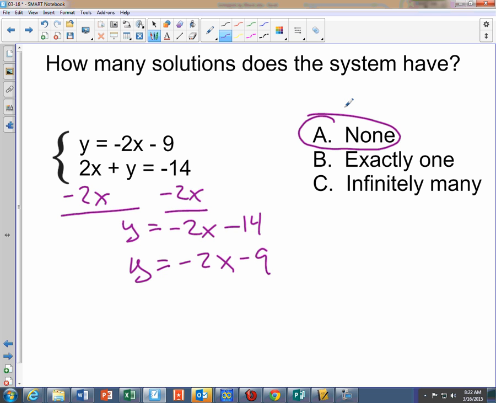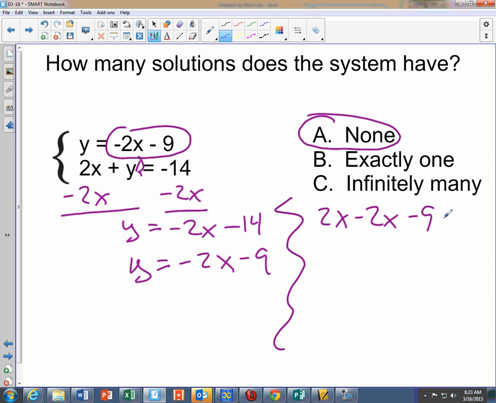How many of you did anyone substitute, like the second way? I got a couple people. Jordan, will you walk me through that step, please? Okay, so you took negative 2x minus 9 and put it in for y, and what did you get then? Oh, let's not skip a step. Let's write that whole equation out. So if we put that in, what does that equation become? 2x minus 2x minus 9 equals negative 14.